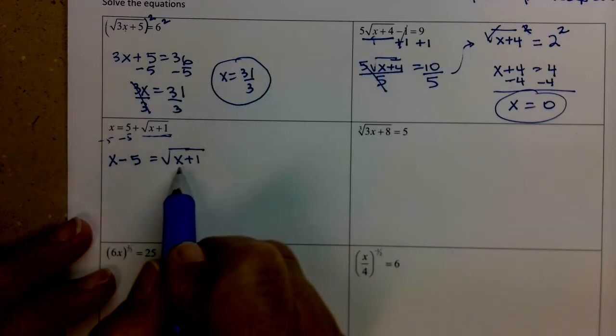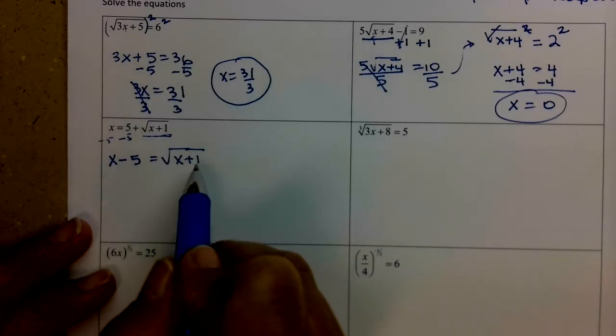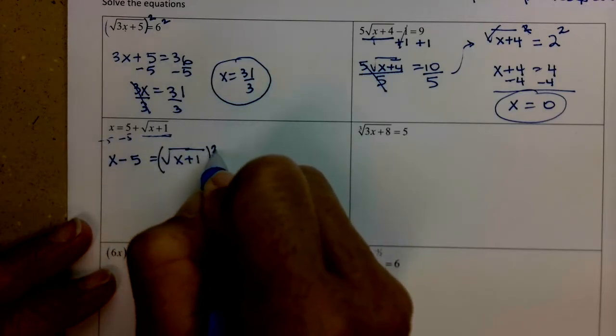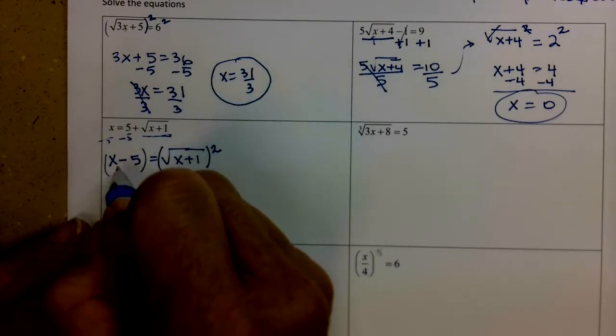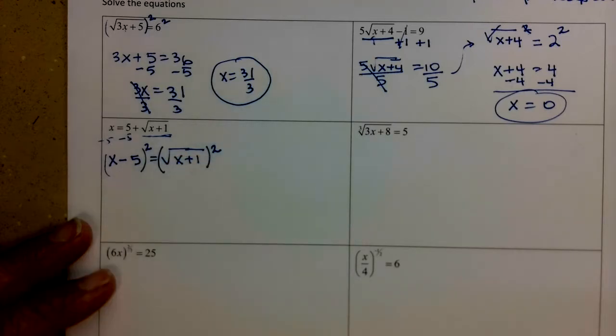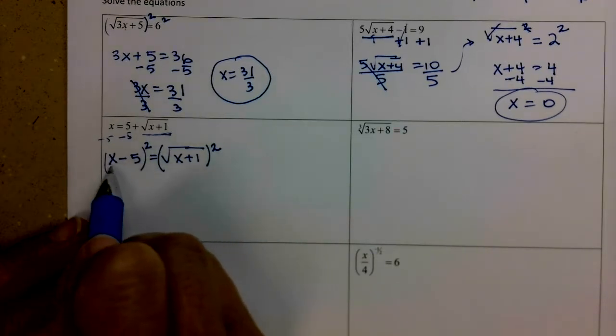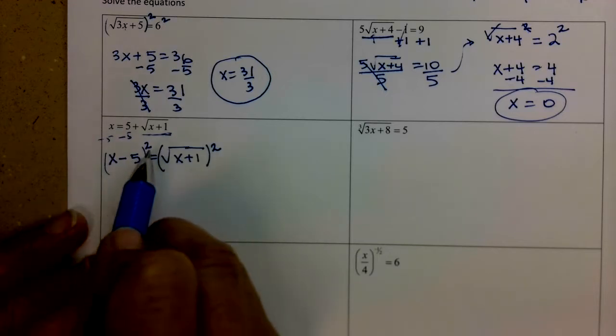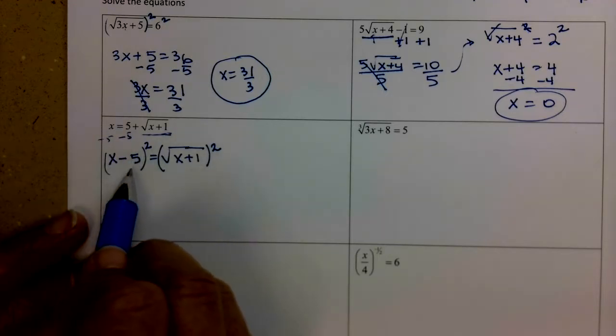Now we're to the right. We need to get the x out of the radical, so I need to square the right side to make that happen. So I'm going to square the right, but I also have to square the left. Notice how I snuck those parentheses in there? I needed the parentheses because I'm squaring the entire side, not just the terms on the side. So I need to actually square x minus 5.